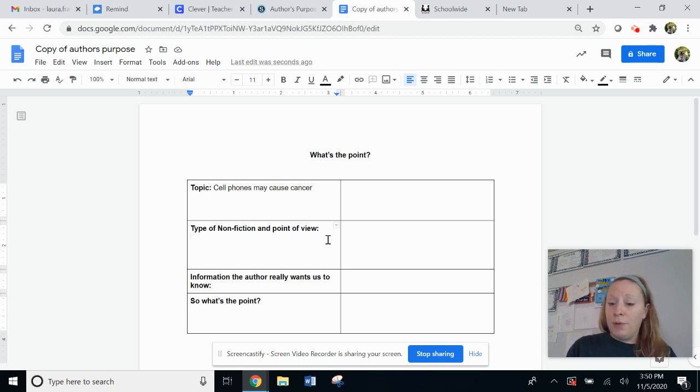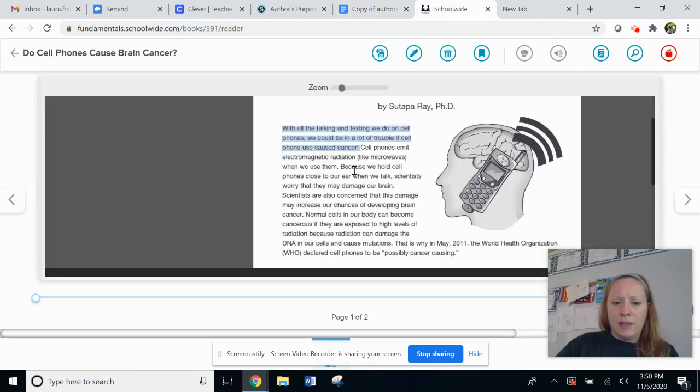Or it could be a reference nonfiction, which would be like your social studies book or a newspaper article that was full of facts. So peeking on over here, does this look like it's set up like a story?